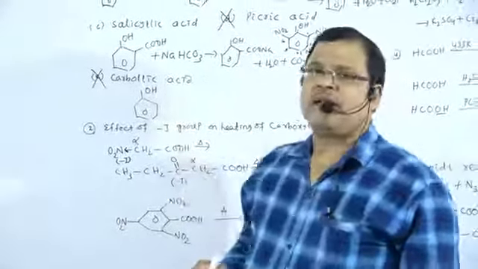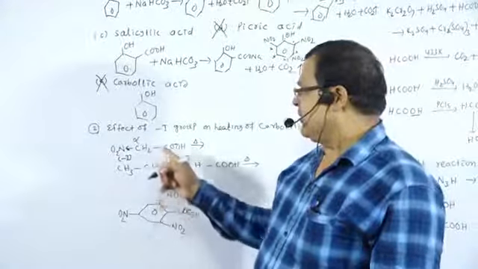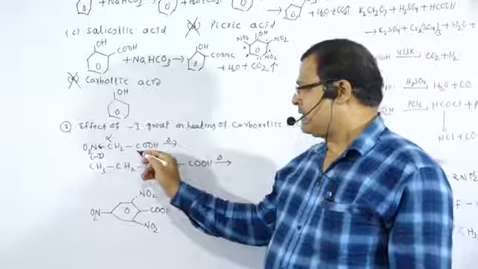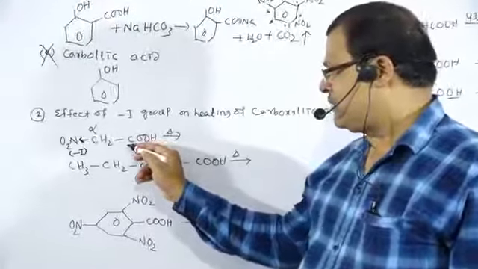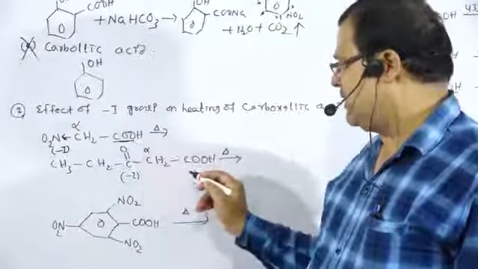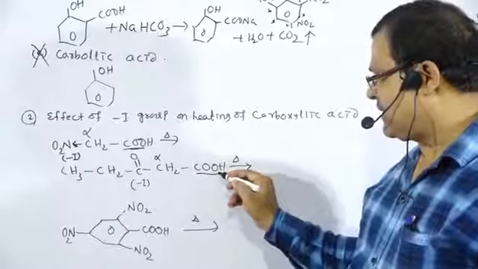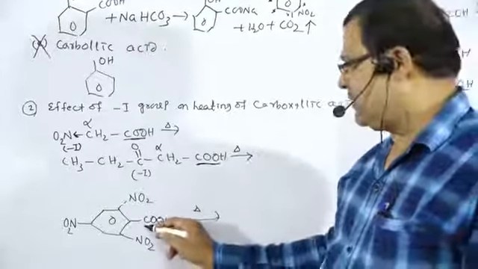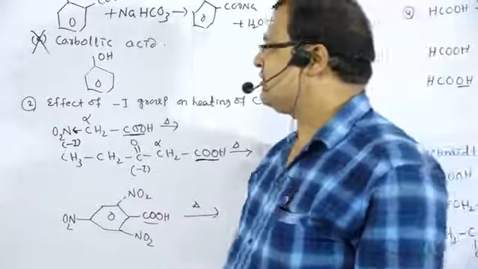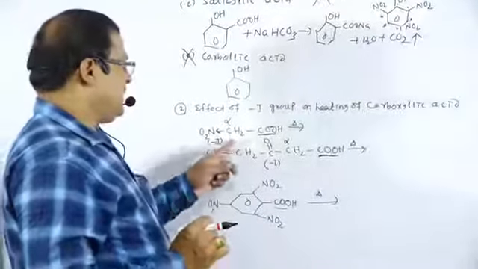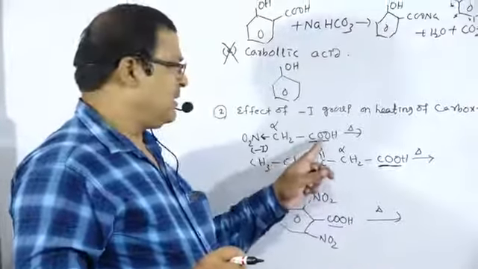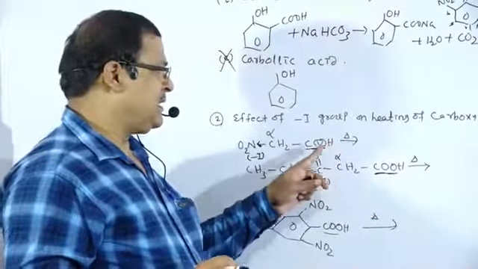In this particular case, what will happen? When the compound with the -I group at the alpha position is heated, carbon dioxide gas is released from the COOH group. What will the product be in this case? NO2, CH2, H, that is CH3.